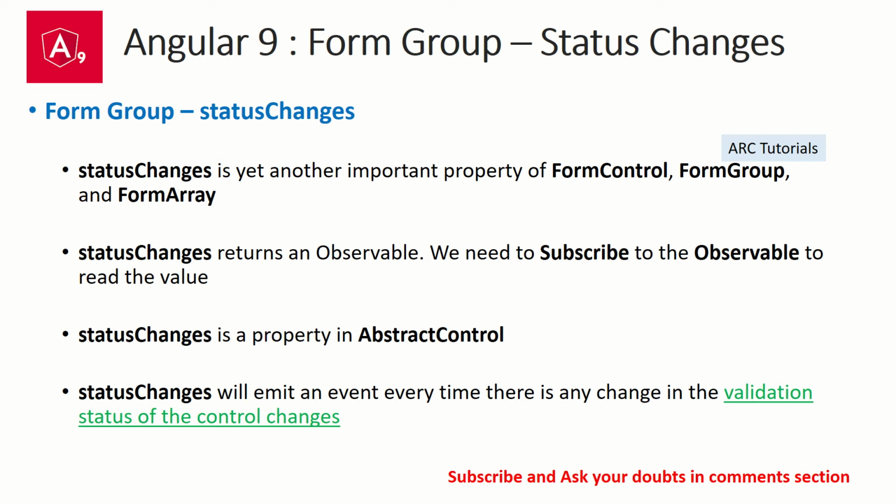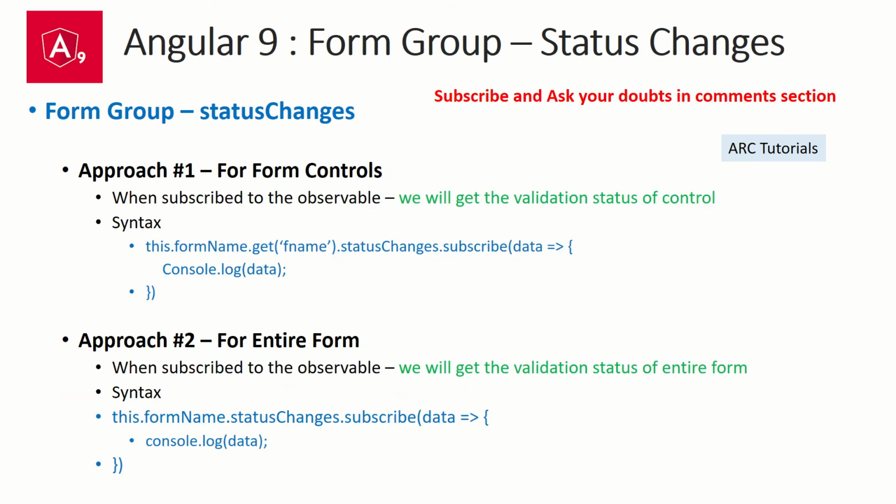Just like value changes, status changes also returns an observable, which means we need to subscribe to the observable to read the value. I'm going to cover observable and subscribe in the coming episode, so stay tuned for that also. Status changes is a property in abstract control class, and it will emit an event every time there is a change in the validation status of the controls. Let's learn it in practical so we know how to use it.